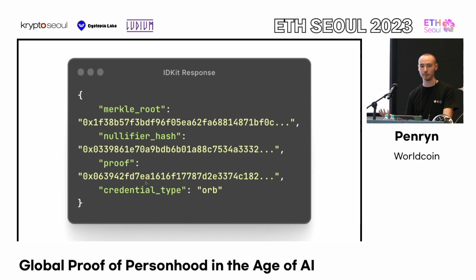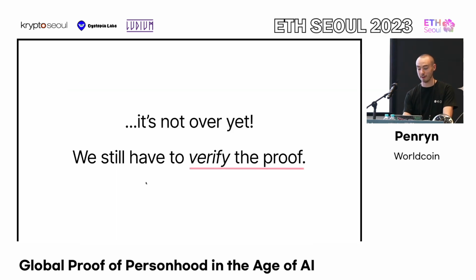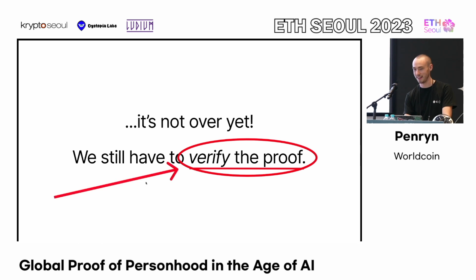Just having someone verified on the front end alone is not enough to know that they're a real human, because people can manipulate things in the front end. You still have to verify the proof.